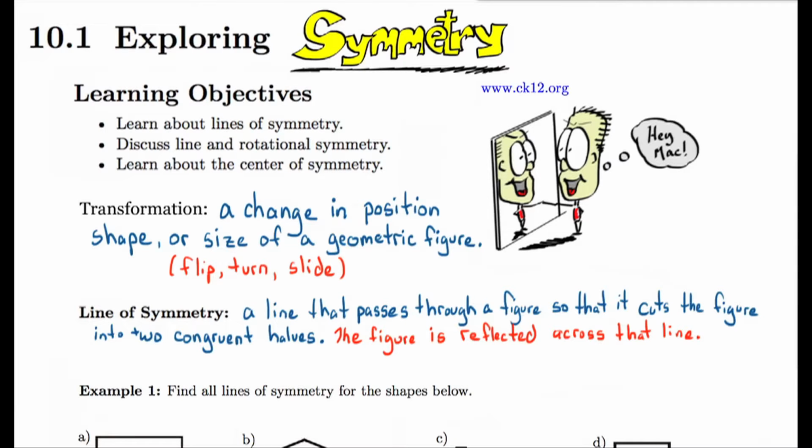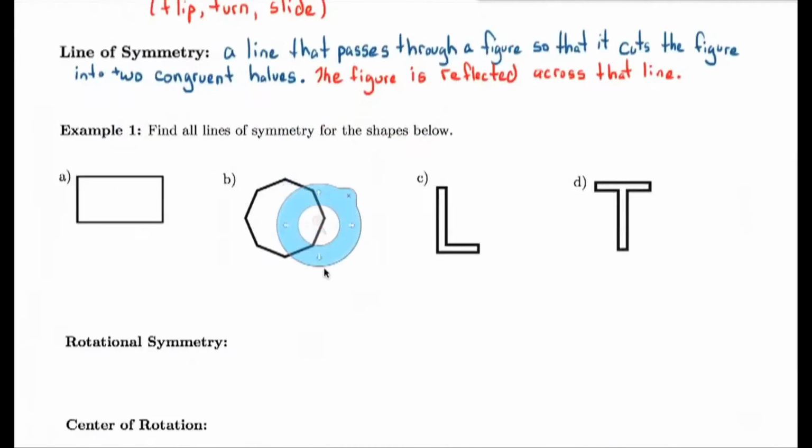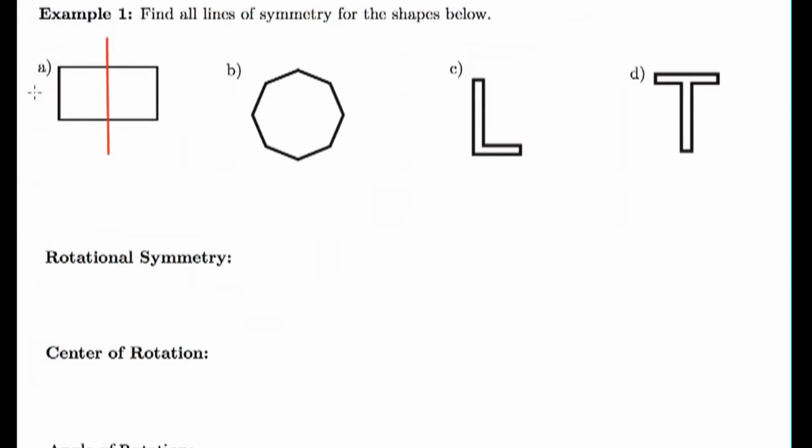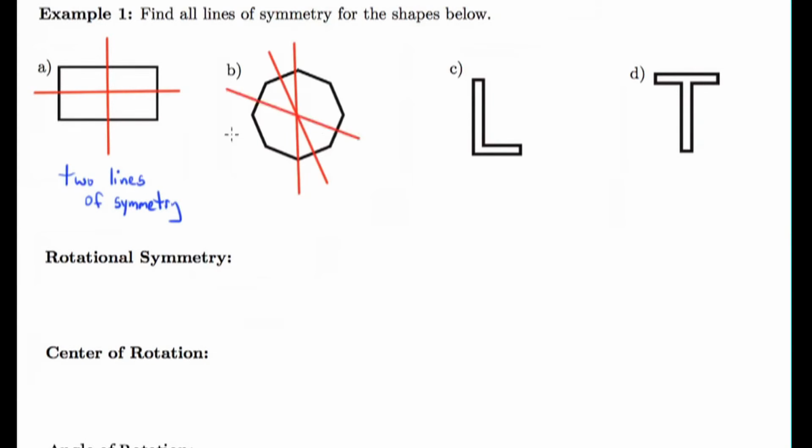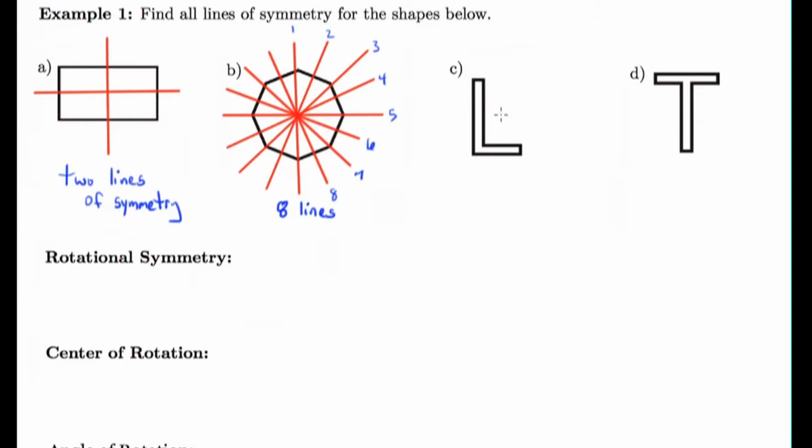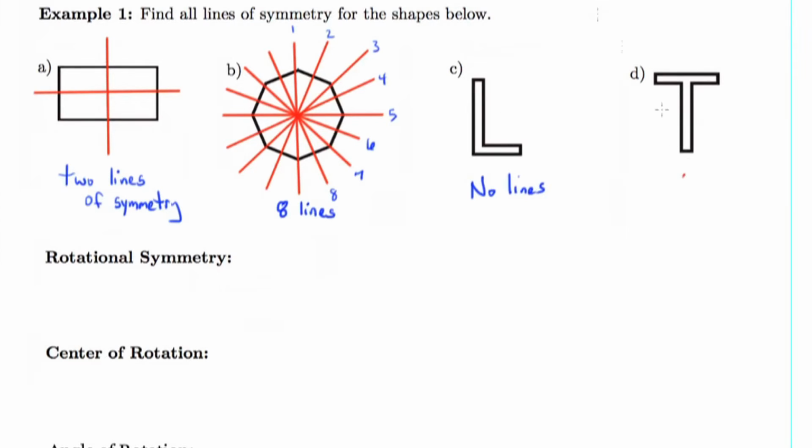Let's take a look at example 1. Find all lines of symmetry for the shapes below. For part A, we have two lines of symmetry with the rectangle. We have an octagon in part B that has 8 lines of symmetry, one for each side if it's a regular polygon. We have no lines for part C, and the letter T has 1 line.